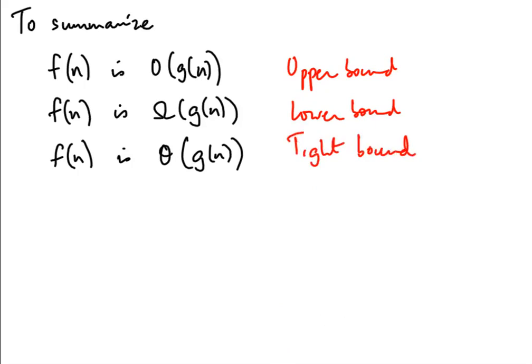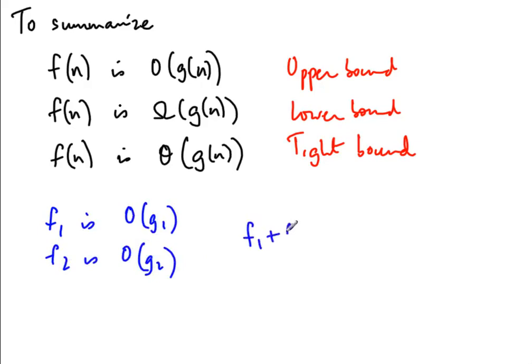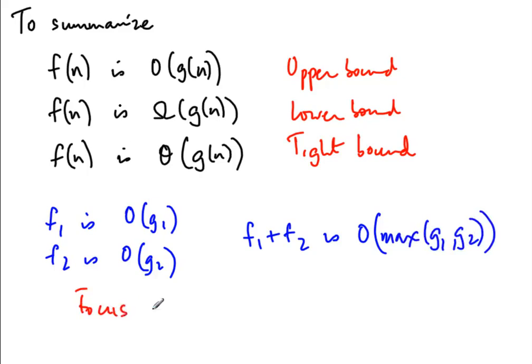The other important result that we have seen is that if f1 is O of g1 and f2 is O of g2, then from this we get f1 plus f2 is big O of max of g1, g2. This allows us to focus on the least efficient phase. It says that if we have multiple phases in our computation, then only the least efficient phase determines the upper bound for the overall calculation.